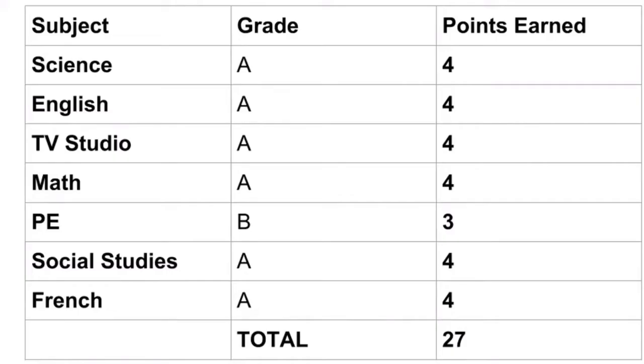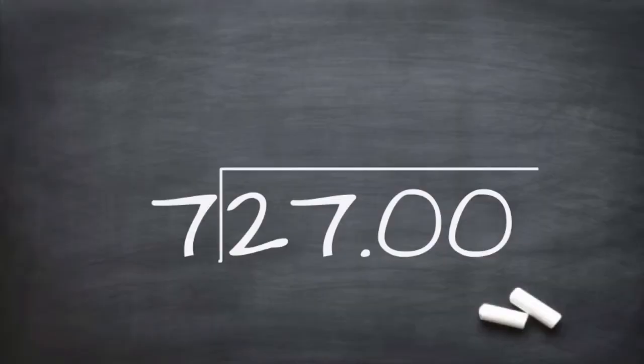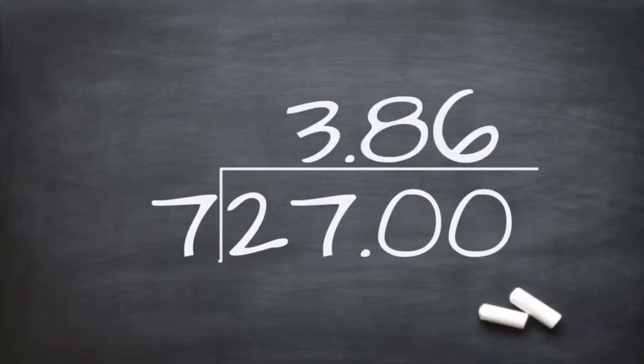So let's look at the new grades. You can see here that Jack now has 27 points instead of 23 points. We take that 27, we divide it by still 7 classes, and now Jack has a GPA of 3.86.